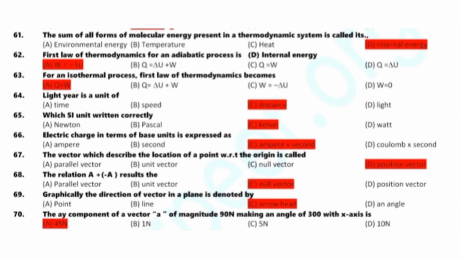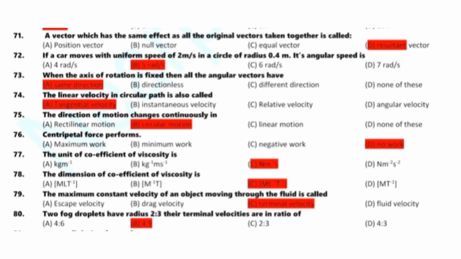The y component of a vector F of magnitude 90 Newton, making an angle of 30° with the x-axis, is 45 Newton. A vector which has the same effect as the original vectors taken together is a resultant vector.